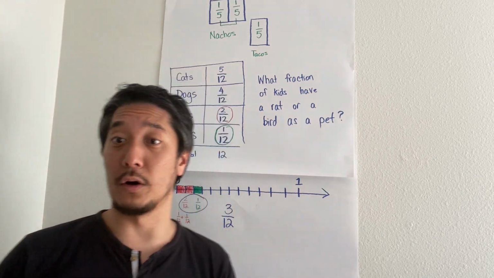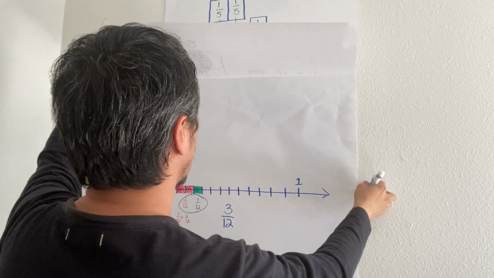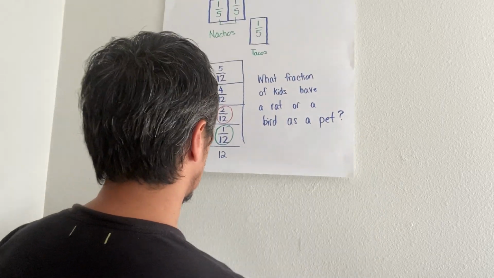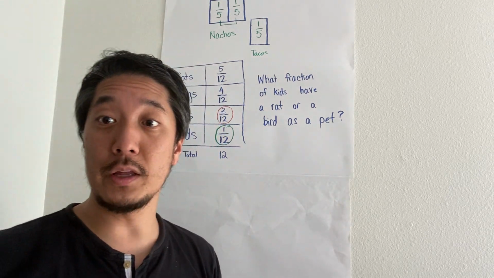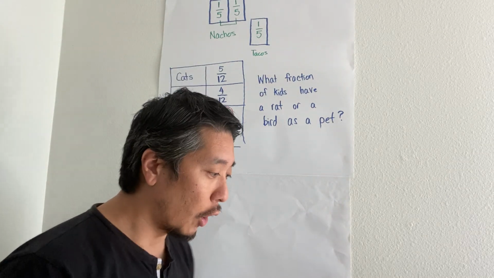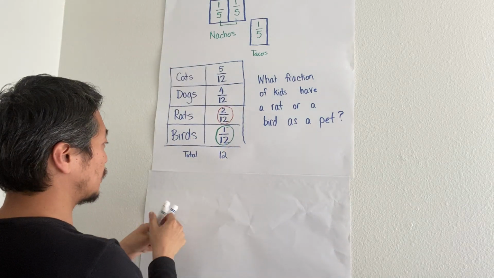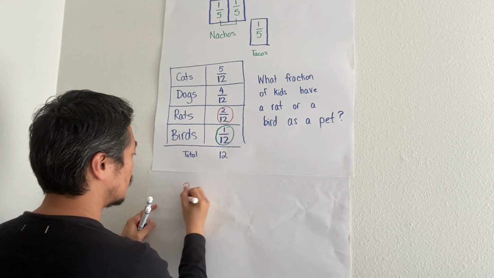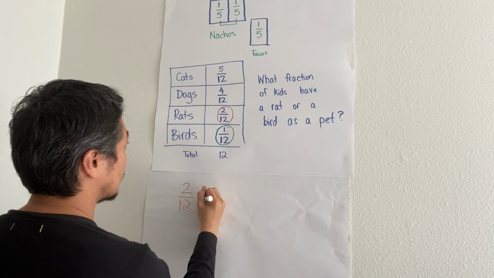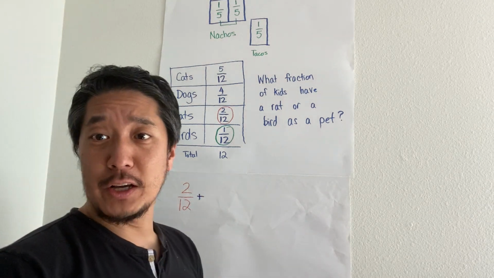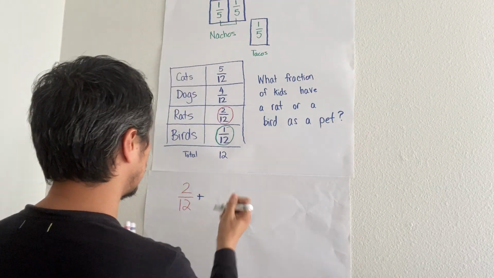There's another way to solve this. This is one method. The other method is the standard algorithm, where all we're going to be doing is counting the total twelfths of rats here, which we have 2/12 are rats. And we're going to add that. What fraction are birds? Well, have a look. Yeah, we got 1/12.